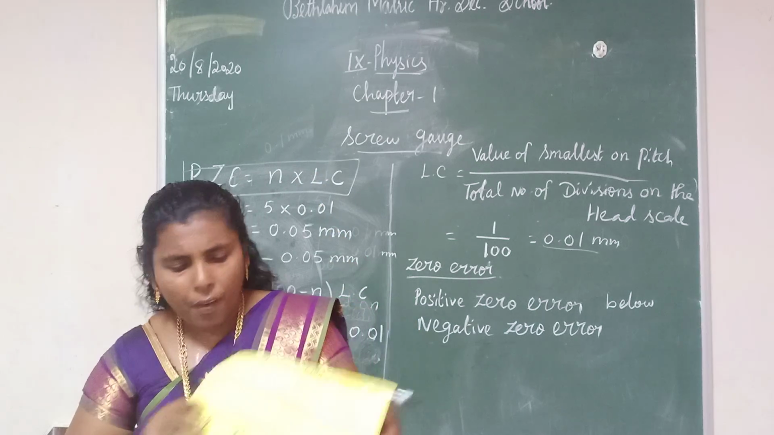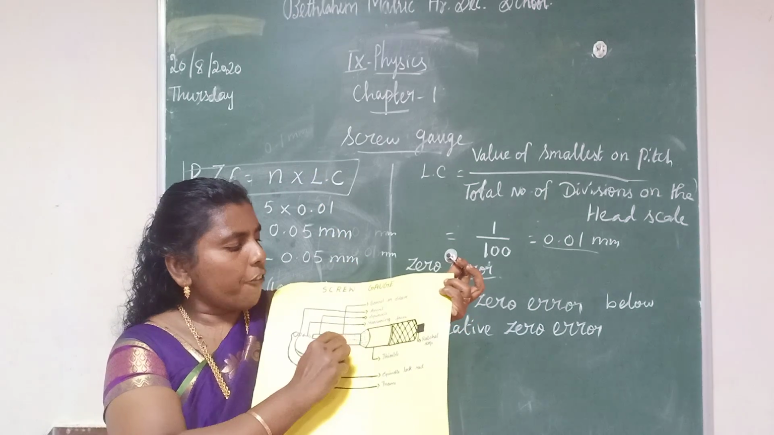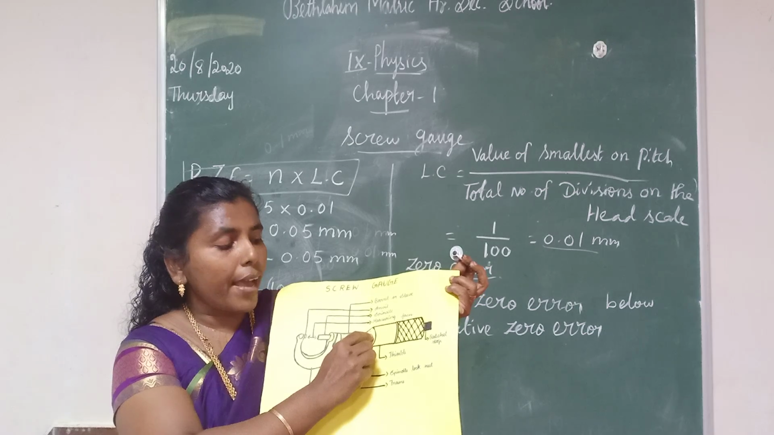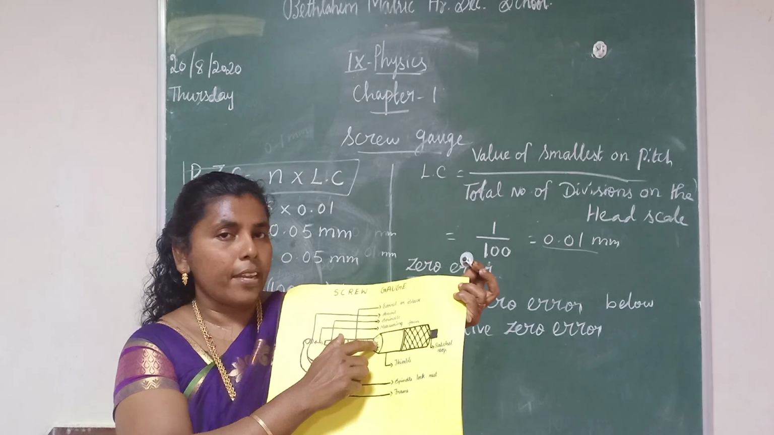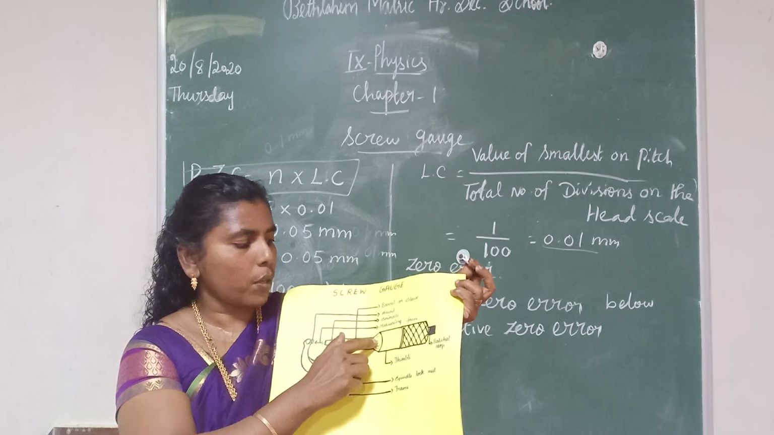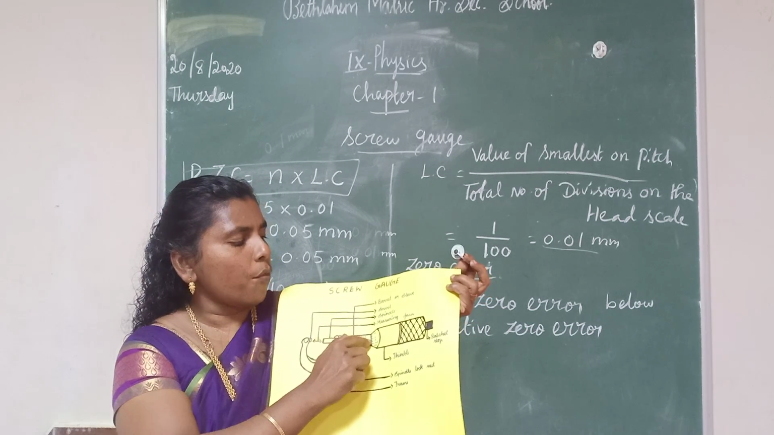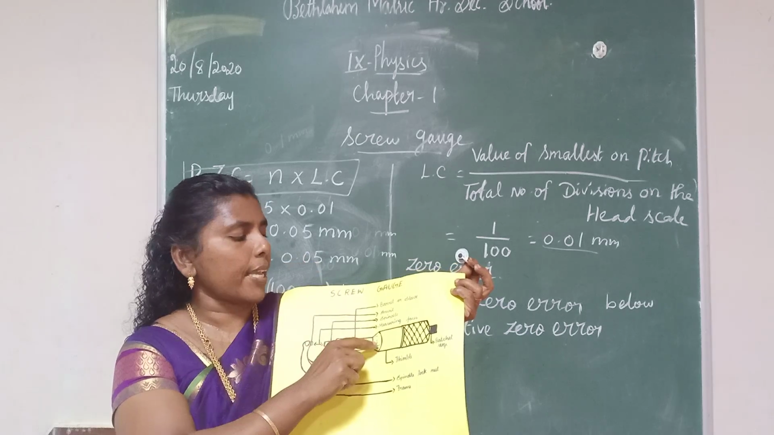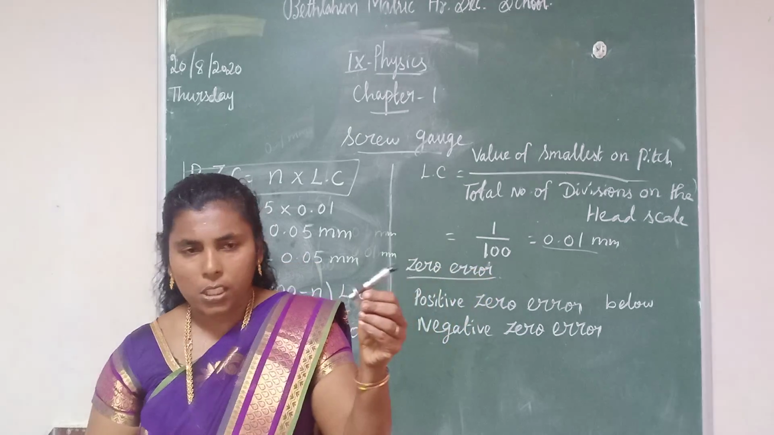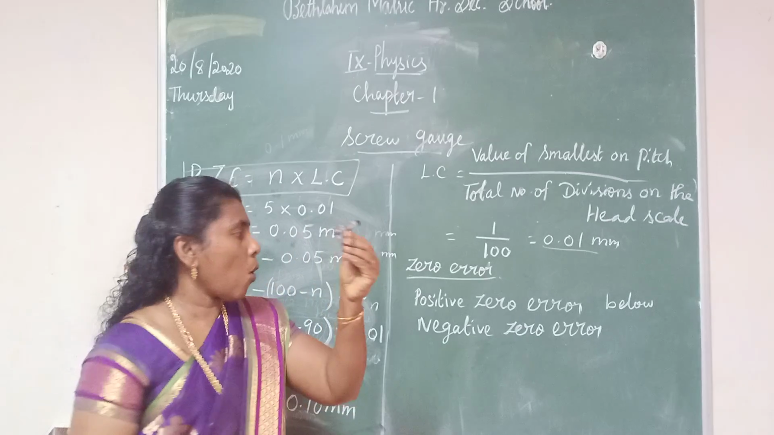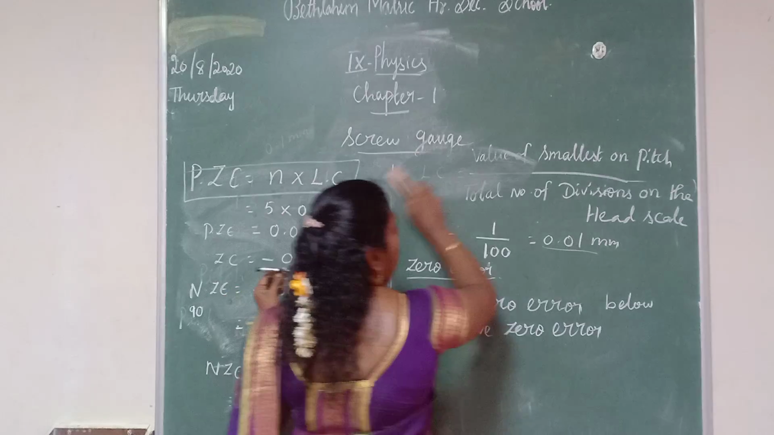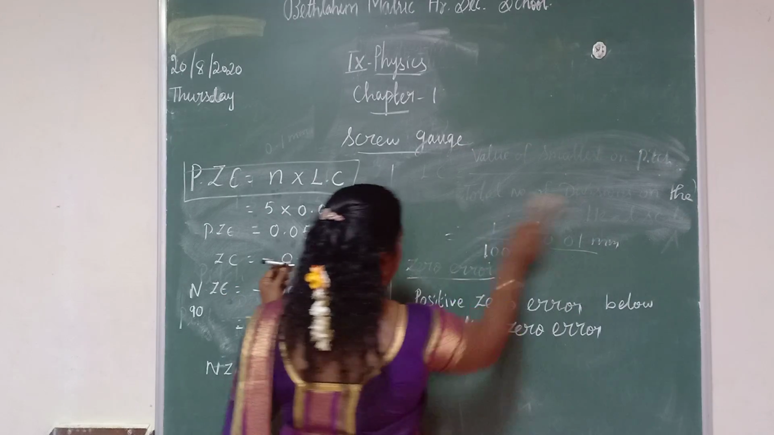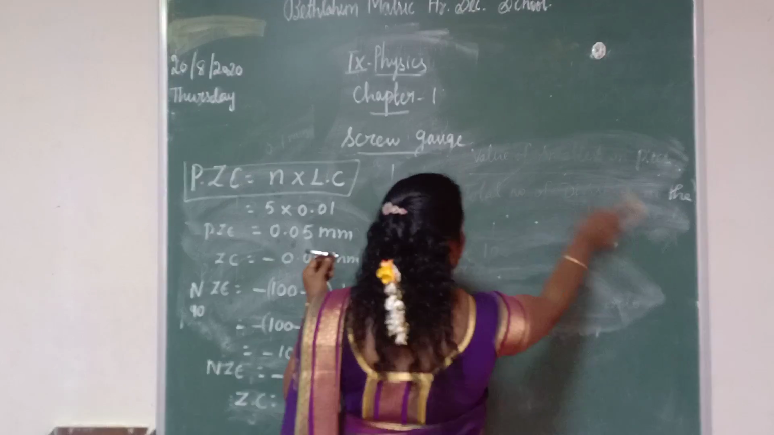Here you have to find this reference line now. Near the reference line, what value is there on the head scale? That is the HC value, head scale coincides value. When we insert the coin, you will get the PSR value, which is always 1 millimeter. The PSR value is always 1 millimeter.